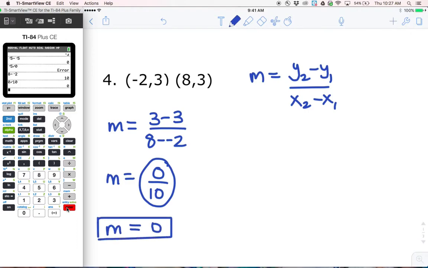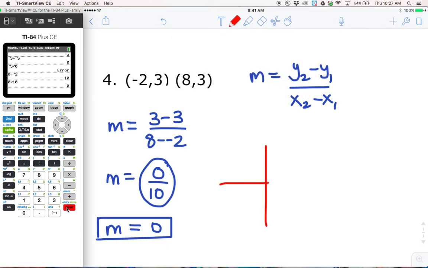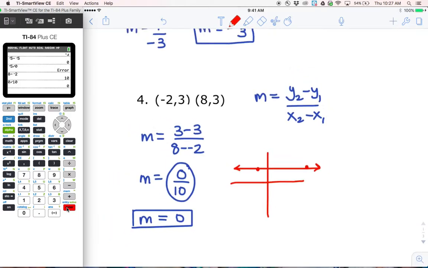Okay, we can have a 0 slope. And again, if you're not really sure what it's supposed to be, take 2 seconds and just graph those points. All right, (-2, 3) would be about here. (8, 3) would be, I don't know, maybe over here. Okay, you see that would be a horizontal line. Makes sense for your slope to be 0.